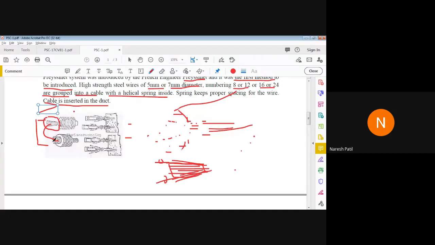So the first method is the fascinated system. It is very simple. If you know the basics of how laborers do the activities on site, the same concept will be utilized here. Okay, understood? Bharti?